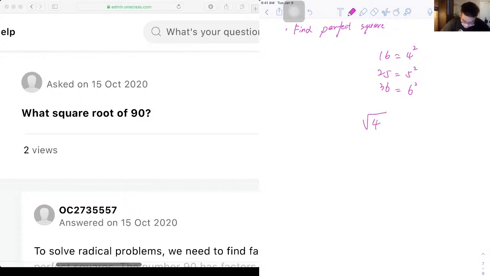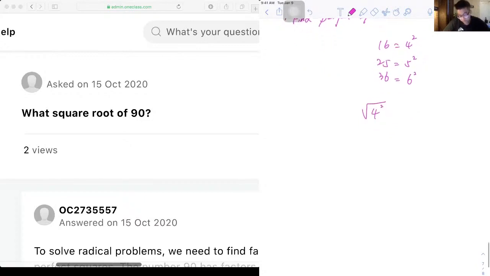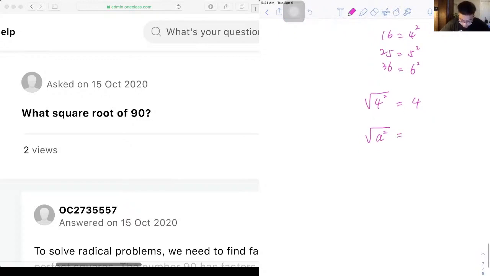of a perfect square, let's say 4, take the square root of 4 squared, that is just going to be equal to 4 itself. Let's recall the formula. Whenever we take a square root of something squared, that would just be equal to the number itself, right?